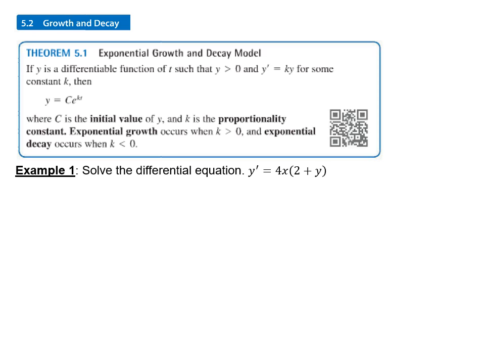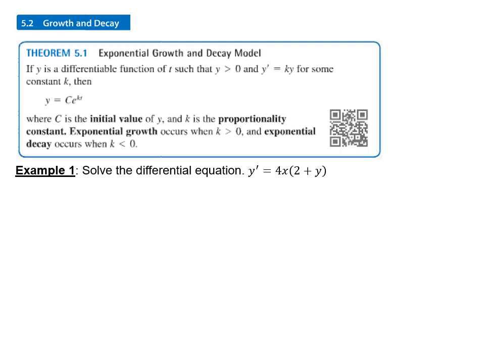Exponential growth and decay: our basic differentiable function of t such that y is greater than 0 and y prime equals ky for some constant k, then its equation is y equals c times e to the kt, where c is the initial value of y and k is the proportionality constant. Exponential growth occurs when k is greater than 0, and decay occurs when k is less than 0.